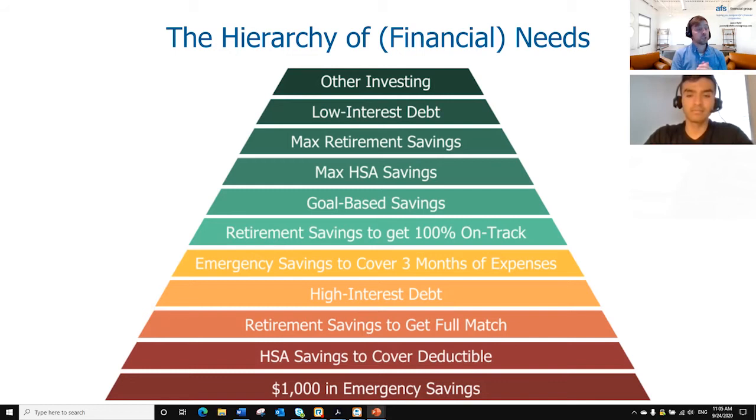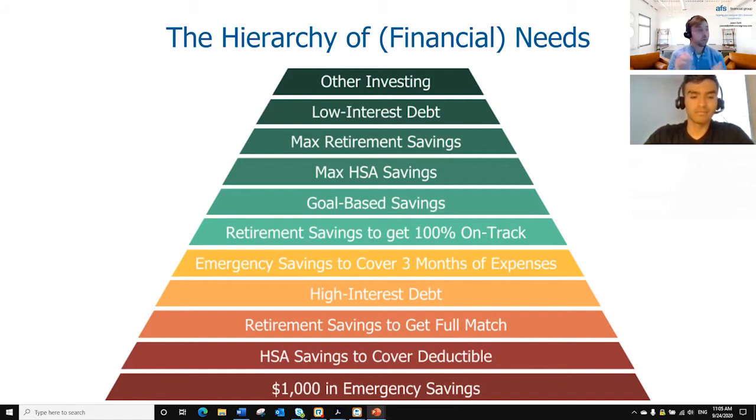And so this really starts from the bottom and works its way up, kind of modeled after Maslow's hierarchy of needs, if you're familiar with that. It starts at a foundational level, real basic: just establishing that $1,000 in emergency savings first and foremost. Hopefully all of you can check that box off right away.